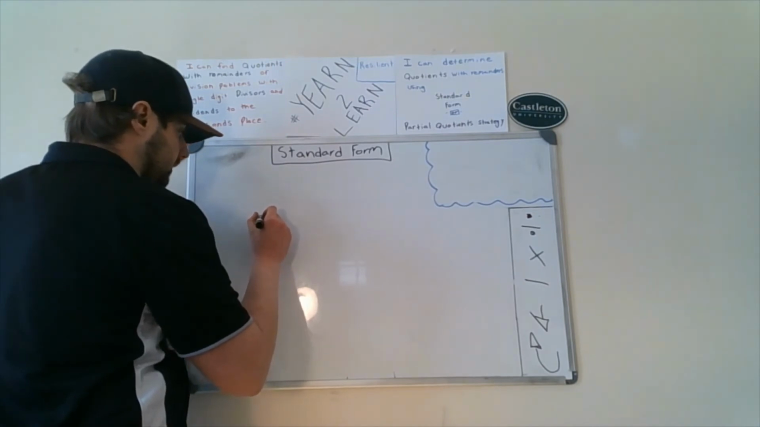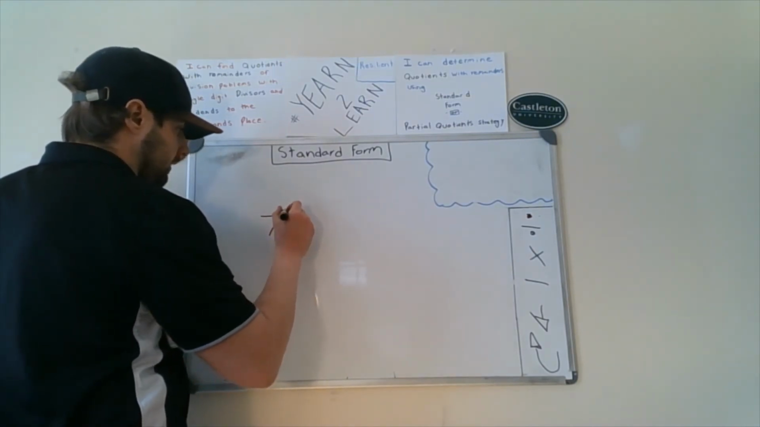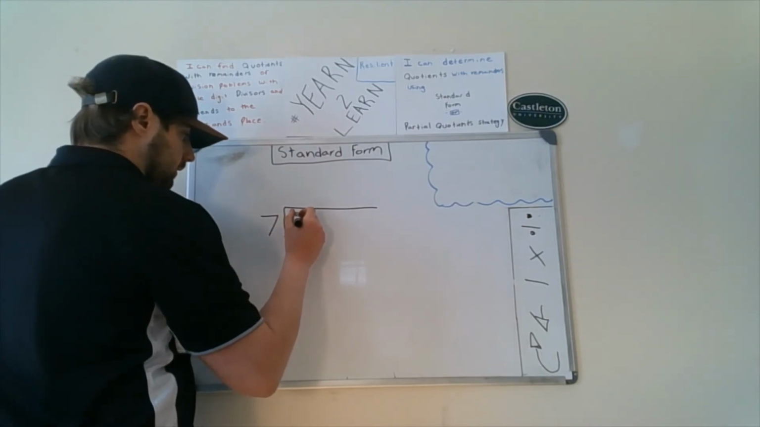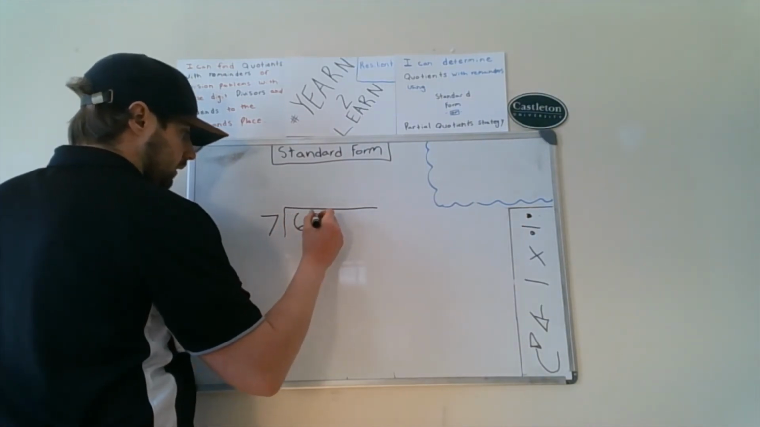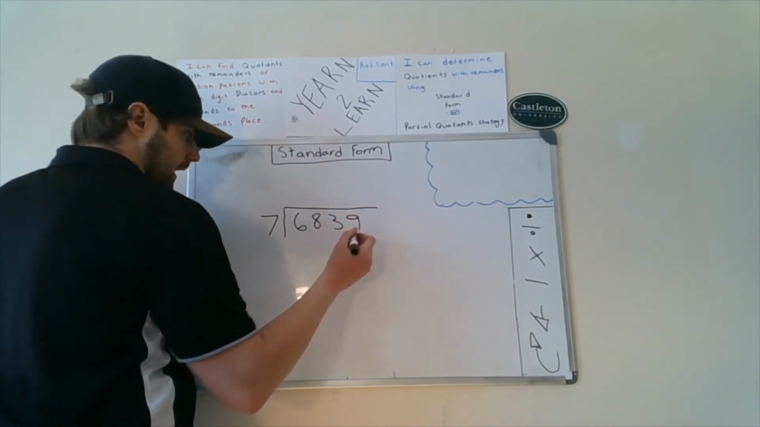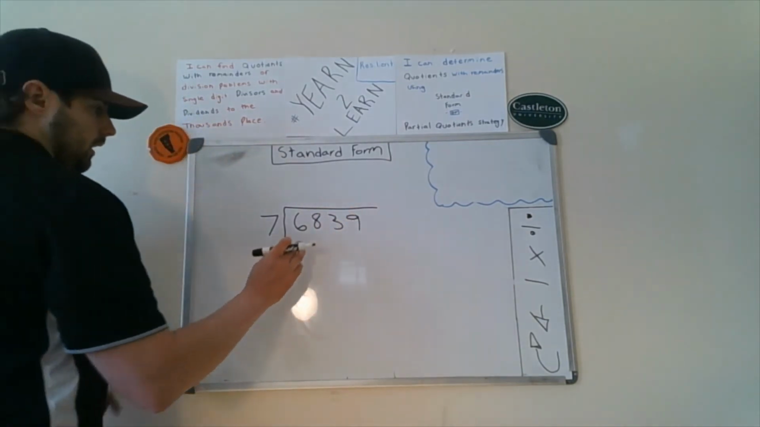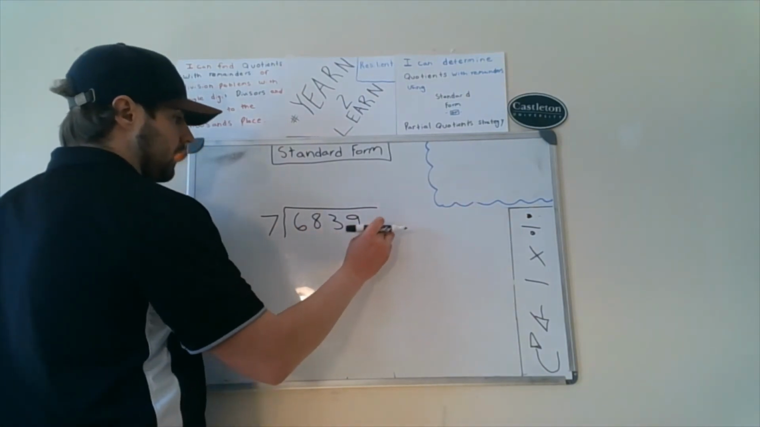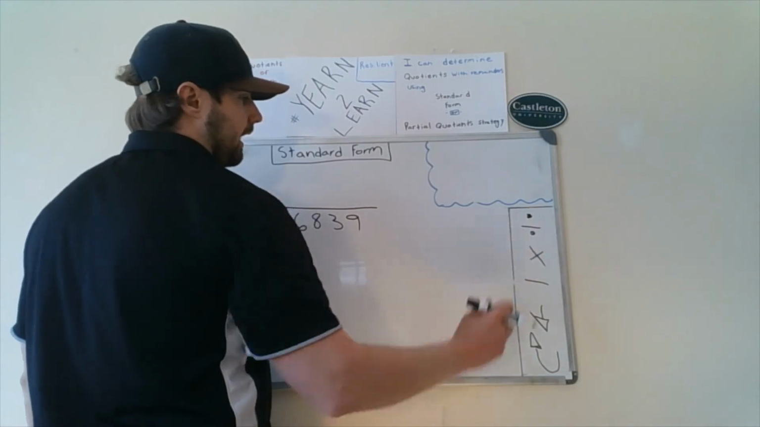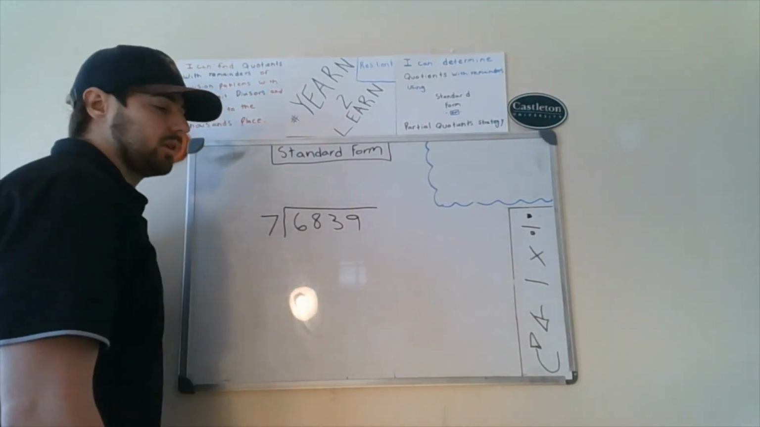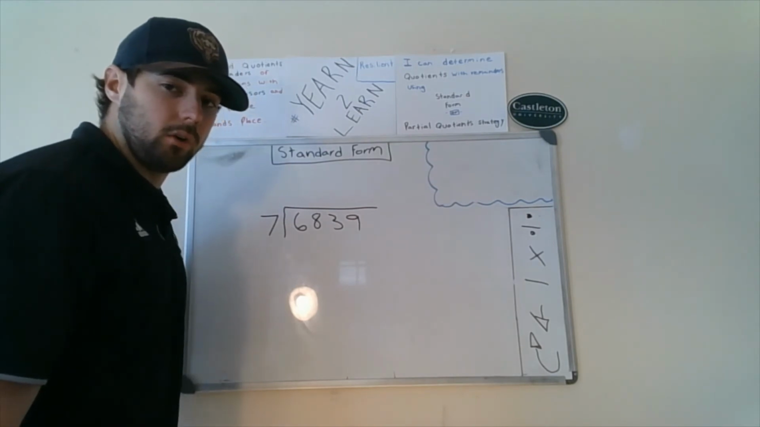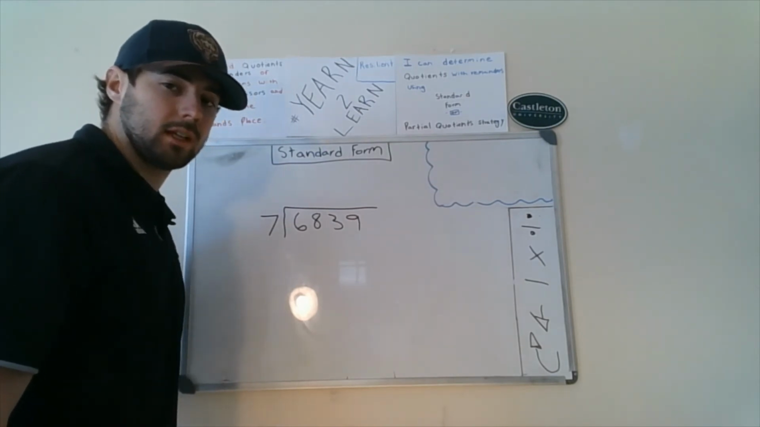divisors, let's go with 7 as our divisor, and let's go with 6,839. Our problem is 6,839 divided by 7. I know I am dividing as my first step. Guys, where do I always start? What place value do I always start with when I'm using standard form?